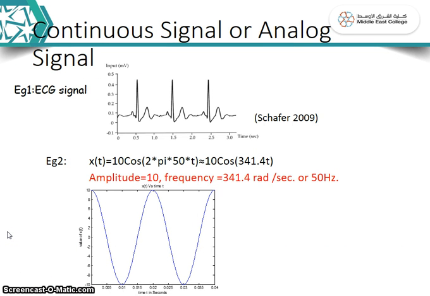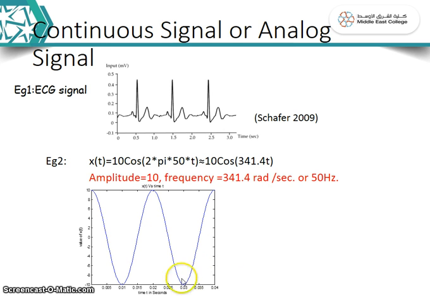Here there is an example given for an AC signal. If you see the second example, x of t is equal to 10 cos 2 pi 50 t. If you compare with the general equation, A cos 2 pi f t, we can say the amplitude is equal to 10 and the frequency is equal to 50 Hz. If you want to represent it in terms of radians per second, it is 314.16 radians per second.